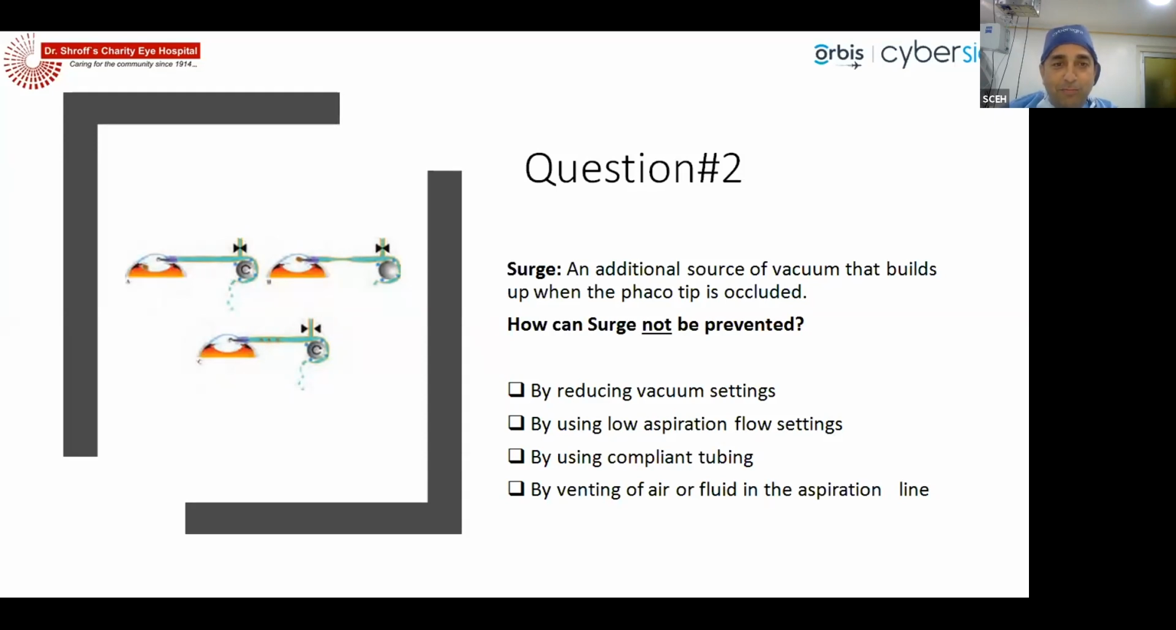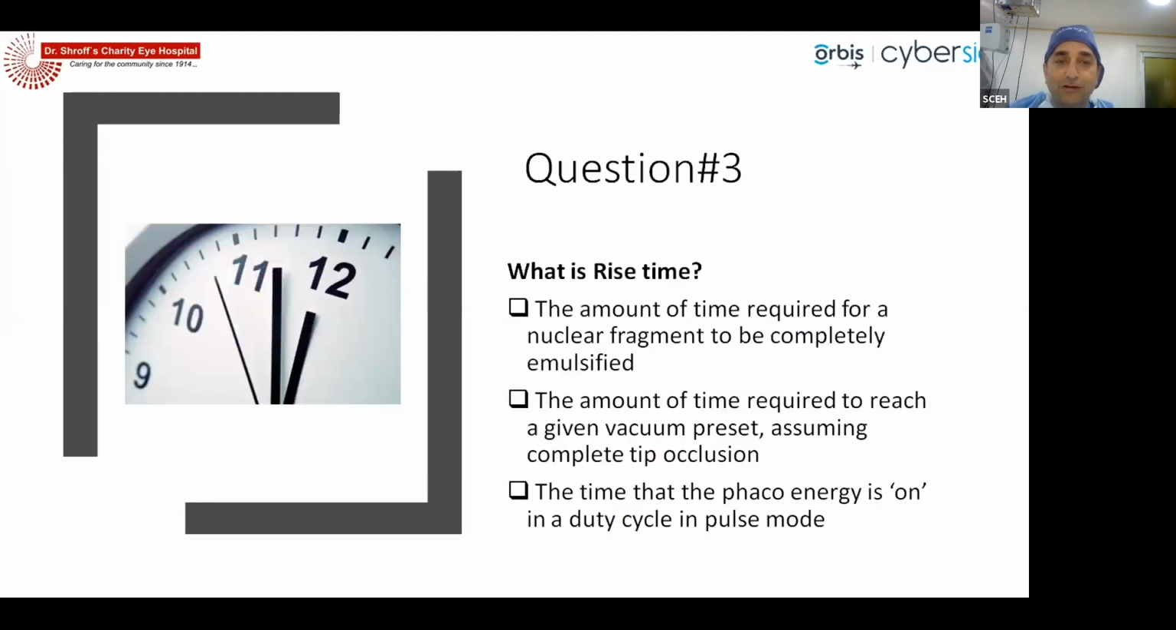So we have a mixed bag here. 19% feel that by reducing vacuum settings, you will not prevent surge. 31% feel that by using low aspiration flow rate settings, you will not prevent surge. 30% feel by using compliant tubings, you will not prevent surge. And 20% feel by venting of air or fluid, you're not going to prevent surge. Interesting. So we will be discussing this as we go along.